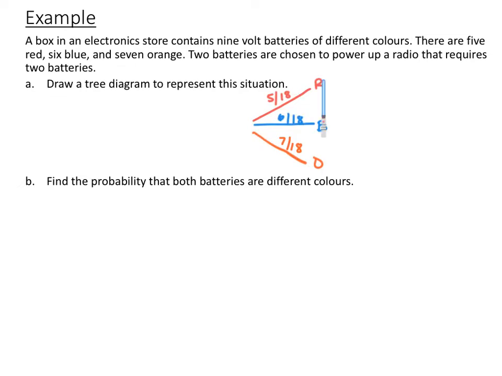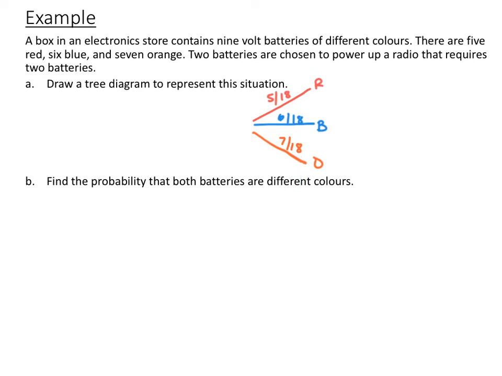So here's our first branch of our tree diagram, representing the first battery that's chosen. You could choose either a red, a blue, or an orange, and then you have the probabilities of each of those three. So for probability of red, it would be 5 out of 18, probability of blue would be 6 out of 18, and probability of orange would be 7 out of 18.